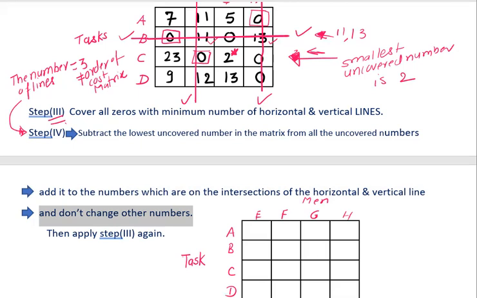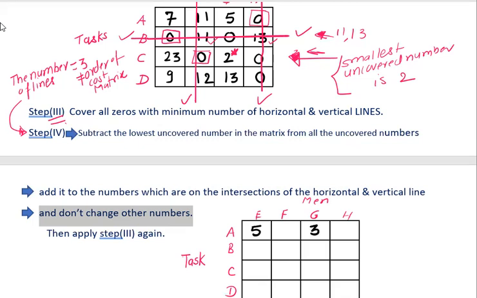All right. So look at the matrix now. The smallest uncovered number is 2. So we apply step number 4. So we have to subtract 2 from all uncovered numbers. So 7 minus 2 is 5. We get 5 here. Then this 5 is an uncovered number. 5 minus 2 is 3.